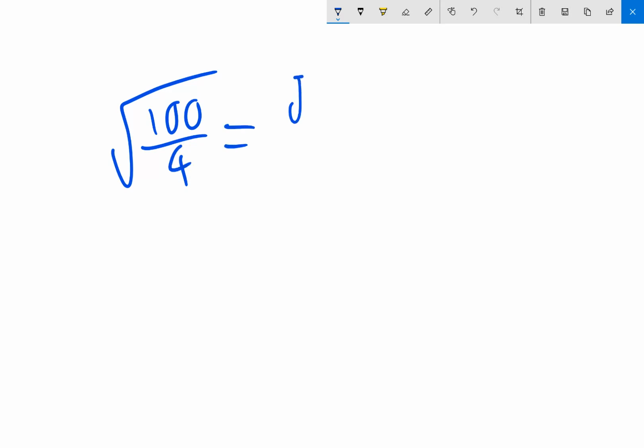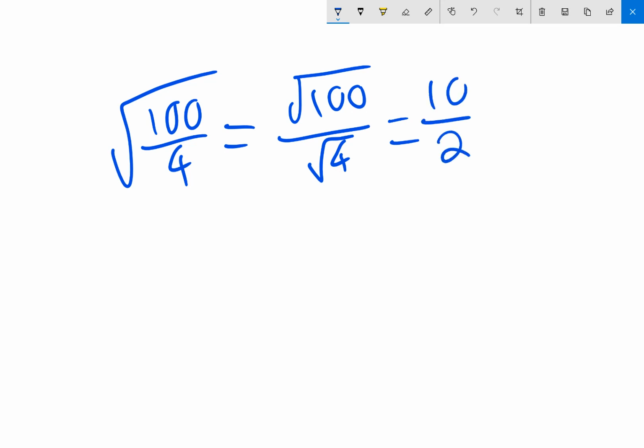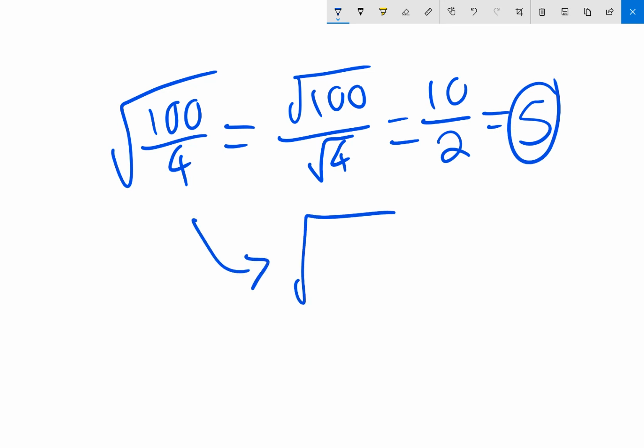All right, so number 3. We're simplifying the square root of 100 over 4. Now, there's a couple things you could do. There are 2 ways you can go about this. You can either separate these out and do the square root of them individually, which the square root of 100 is 10, and the square root of 4 is 2, and 10 divided by 2 is 5. You get the answer that way. Or you can simplify the fraction. 100 divided by 4 is the same thing as 25, and the square root of 25 is 5.